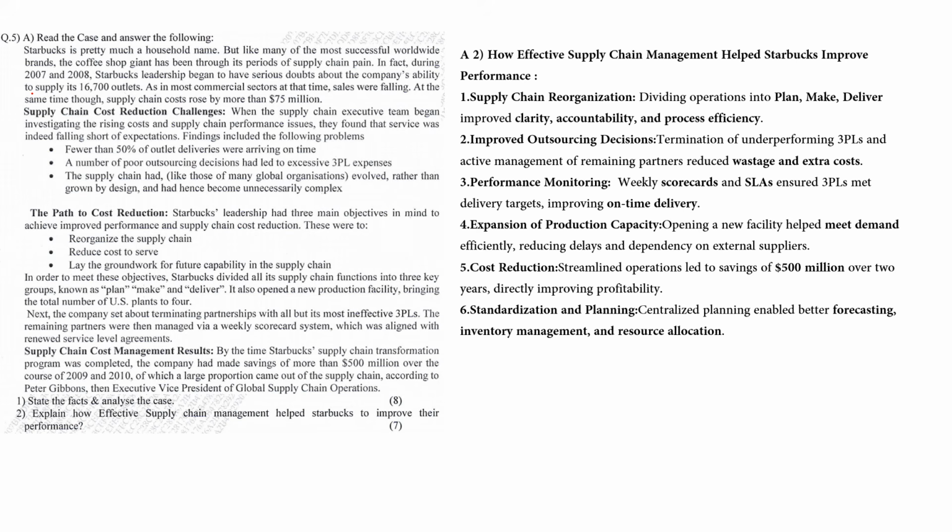Next, sixth was standardization and planning. Centralized planning enabled better forecasting, inventory management and resource allocation. And lastly, future readiness. Building capabilities prepared Starbucks for future growth and market challenges. So those are the last points, whatever improvements were done. So these are the main 7 marks of the question, the 7 effective ways how strategic supply chain management helps Starbucks. So these are the 7 ways in which it helped. Okay, you all can go through it once.